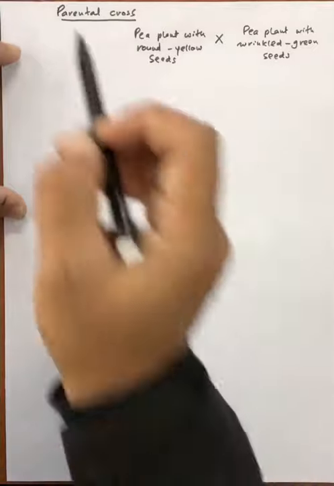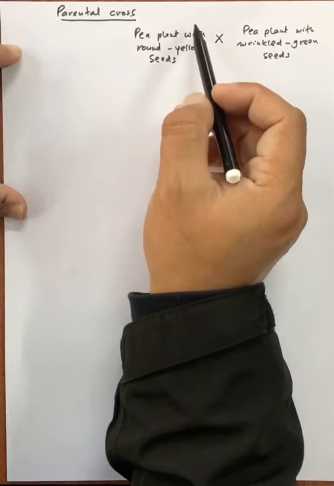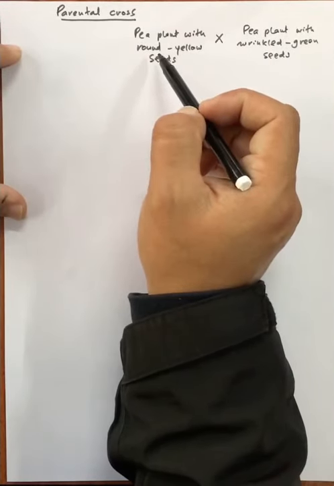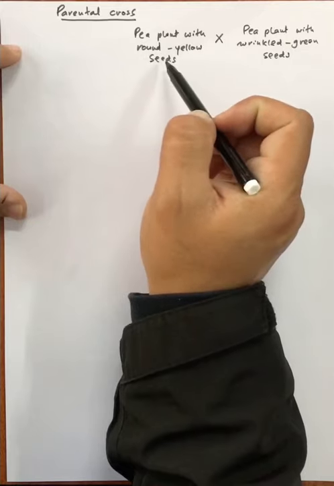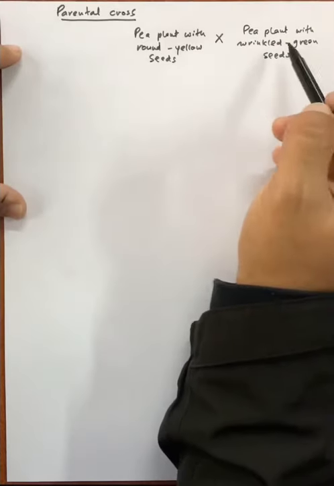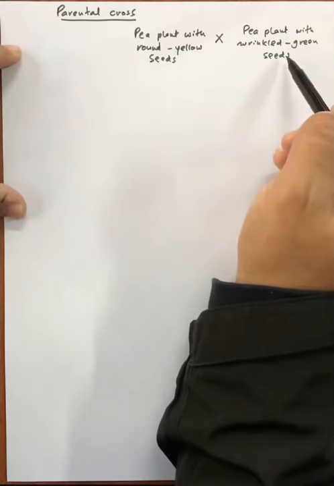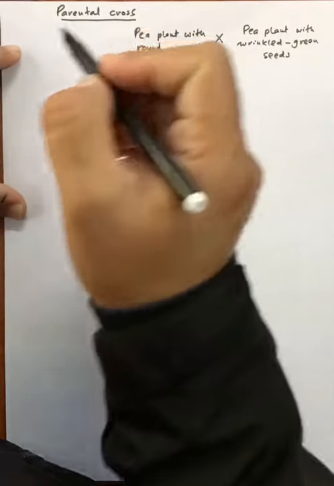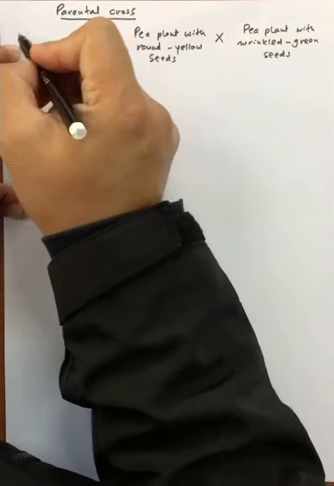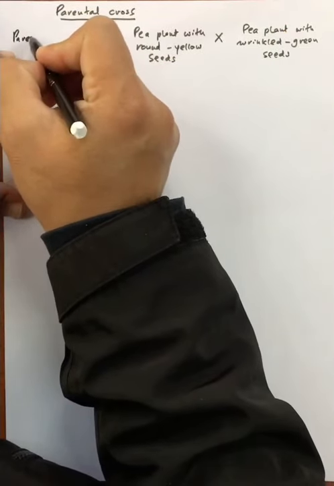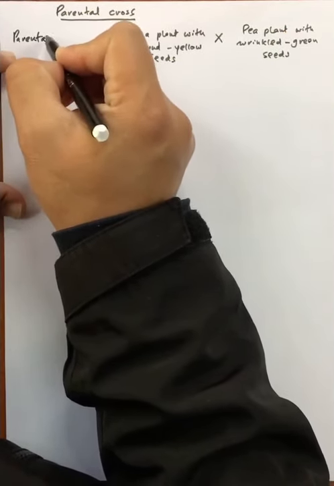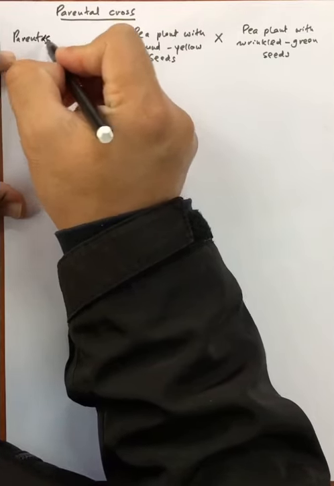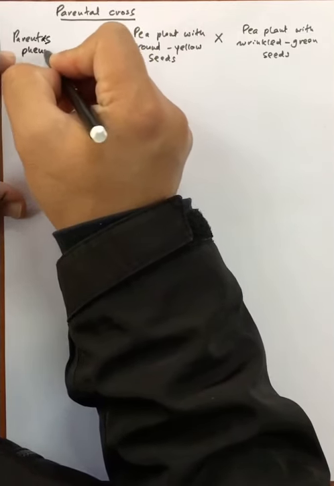This one is a monohybrid cross. A parental cross: a purebred pea plant with round yellow seeds, and a pea plant with wrinkled green seeds, also purebred.